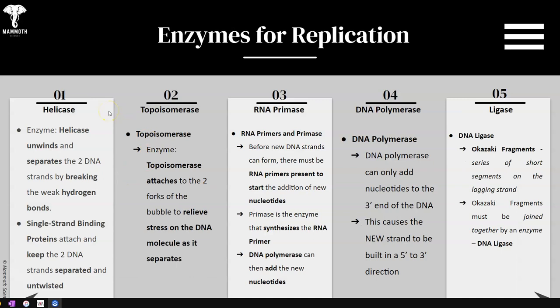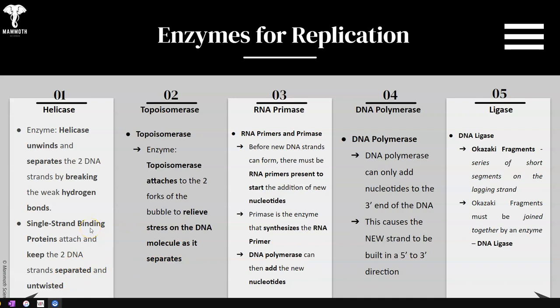Now, here is a summary of the enzymes responsible for replication, and they are pretty much in order. First one we're going to talk about is helicase. I refer to it as helo just as a nickname, but helicase unwinds and separates the 2 DNA strands at the replication fork, breaking those weak hydrogen bonds. Then you have what are called single-stranded binding proteins that attach to the outside of the sugar phosphate backbone, keeping the 2 DNA strands separated and untwisted.